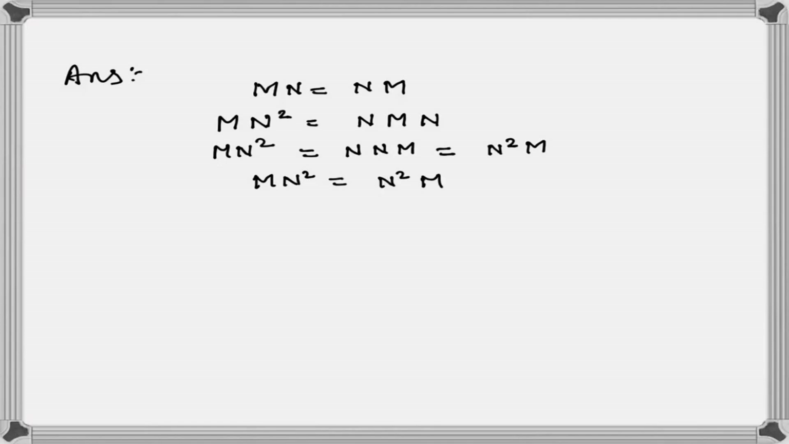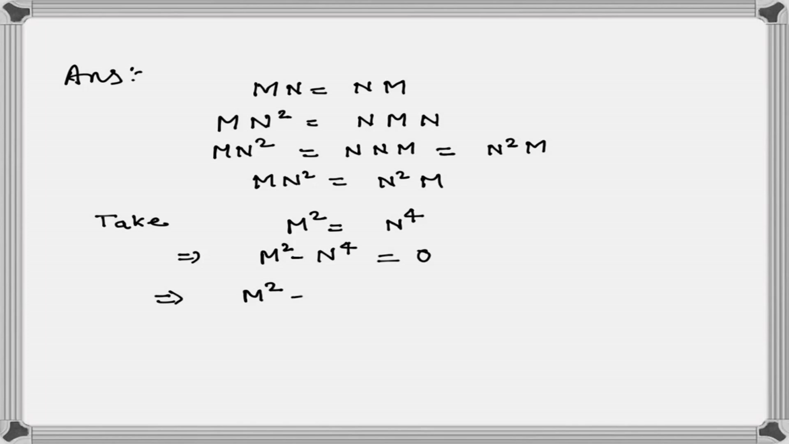So we have MN square is equal to N square M. Okay, so now this is what is given. M square is equal to N to the power 4. So this implies M square minus N to the power 4 is the zero matrix. So this 0 represents the zero matrix. Zero matrix is the matrix whose all entries are 0. Okay, so now let's try to do some manipulation in this equation. So I can always write M square minus MN square plus MN square minus N to the power 4 is equal to the 0 matrix.